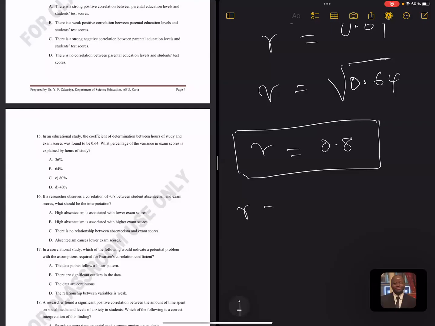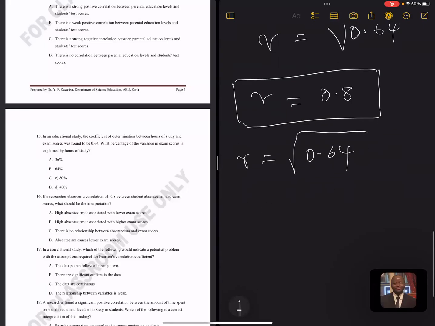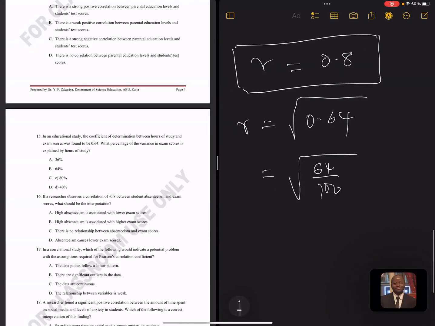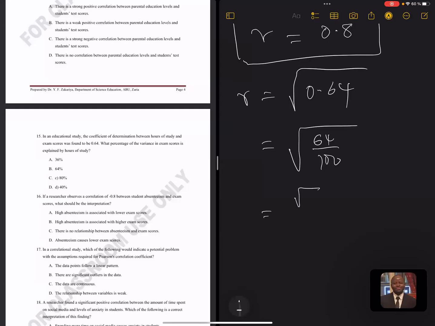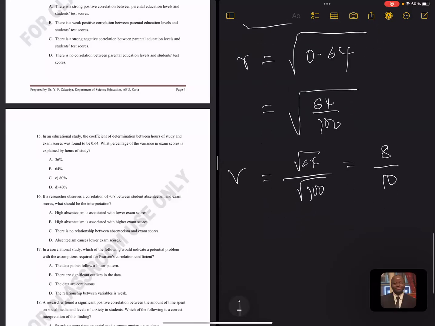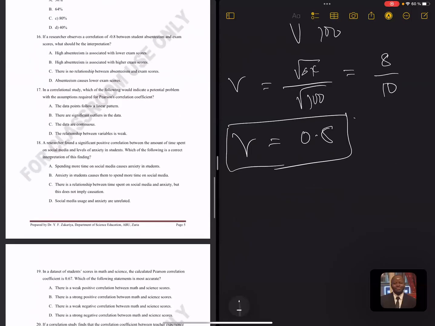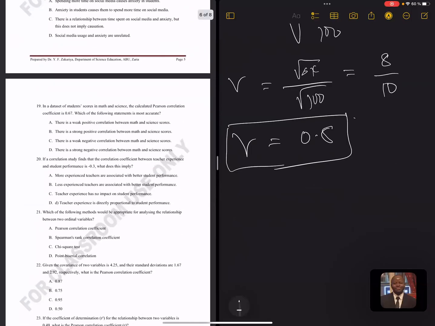I want to believe you remember how to do this type of square root without using a calculator. You change the decimal to a fraction. That would be 64 over 100. And then you find the square root of 64 divided by the square root of 100. The square root of 64 is 8, because 8 times 8 is 64. And the square root of 100 is 10, because 10 times 10 is 100. So R is equal to 0.8, without using any calculator. I hope that is okay with everybody.